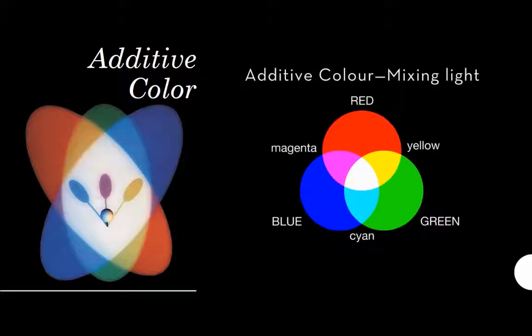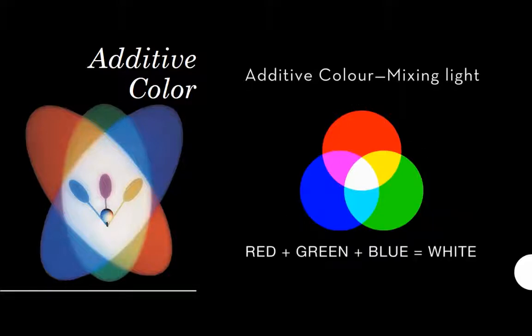Here I have the three primary colors projected with secondary colors appearing where any two colors overlap. But now for the first time we see the black screen has become white where all three of the primary light colors are projected. Primary red plus primary green plus primary blue add up to white light.